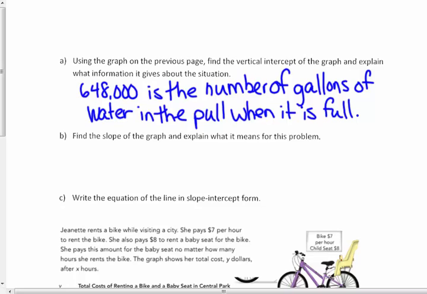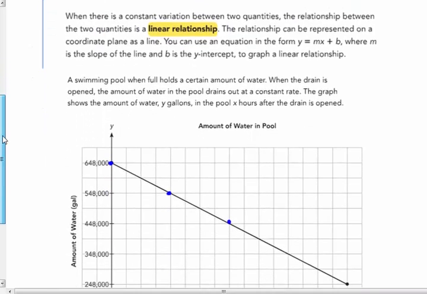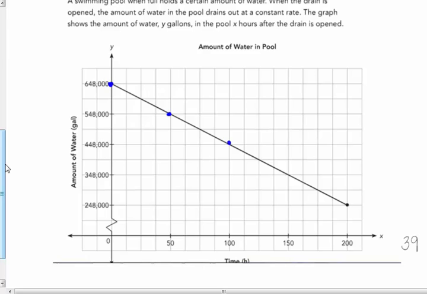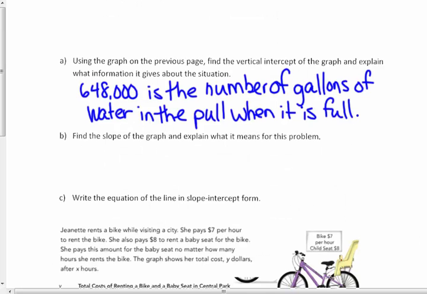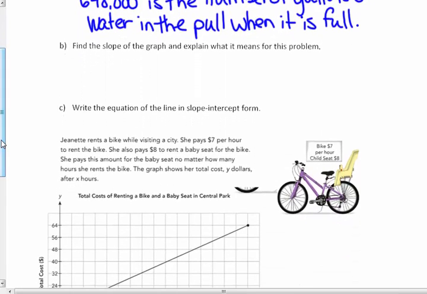Find the slope of the graph and explain what it means for this problem. Well, I chose two points, and again, I could use the points that I showed you, or I could use this first point, and I could go all the way down here and use this point. So I'm going to use the start point when it's full, and after 200 hours. I'm going to use those two points. So finding my slope, again, I could use any two points.